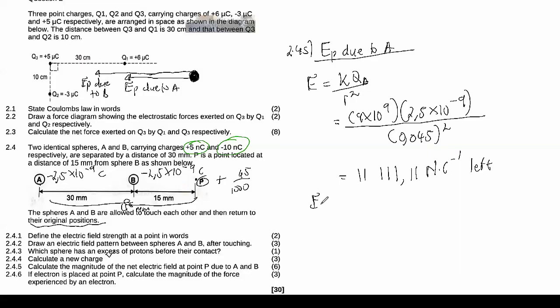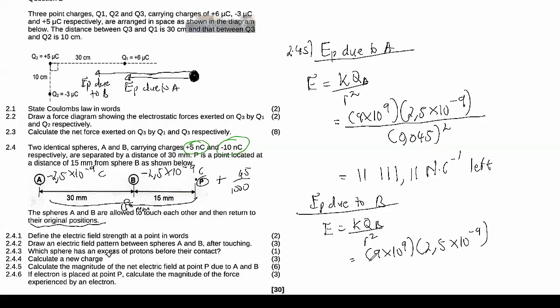E of P due to B now, due to B. So again, our formula E is equals to K QB over R squared. Our K, still 9 times 10 to the exponent of 9. But what is our QB? Again, it is 2.5 times 10 to the exponent of negative 9. Note that I'm using the new charges. So these ones are no longer applicable.